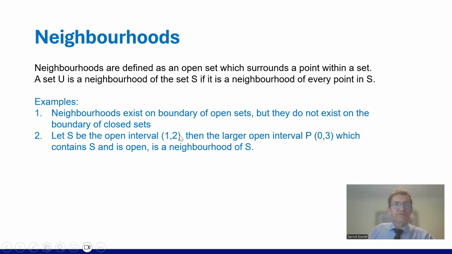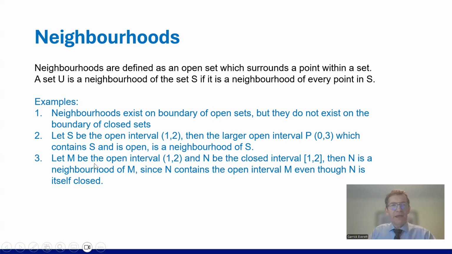So let S be the open interval (1, 2). So we're not including 1 or 2. Then the larger open interval P, (0, 3), contains S. So this smaller interval from 1 to 2, not including 1 and 2, is inside 0 to 3, not including 0 and 3. So that contains S and is open. That is a neighborhood of S. So the larger interval is a neighborhood of the smaller interval. Okay, the larger interval is a neighborhood of the smaller interval. Try and remember that. That's a pretty good sentence to remember.